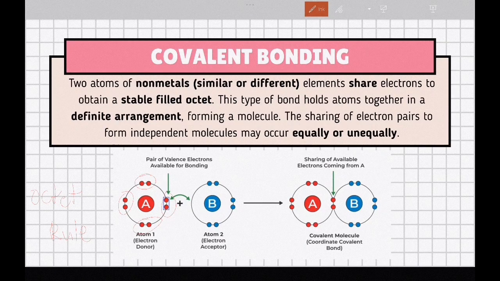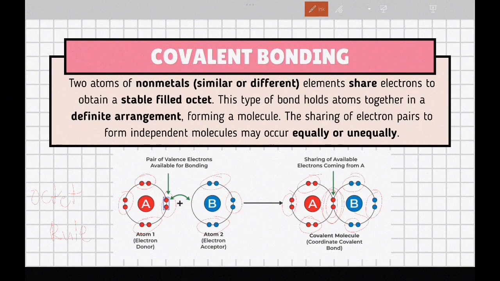If you check the valence electrons here on atom B, it has 6, right? 2, 4, 6. For atom B to complete the octet rule, atom A must share its valence electrons to atom B for them to be counted as a whole. So if you count, that will be 2, 4, 6, and 8. And then on atom B will be 2, 4, 6, and then 8.